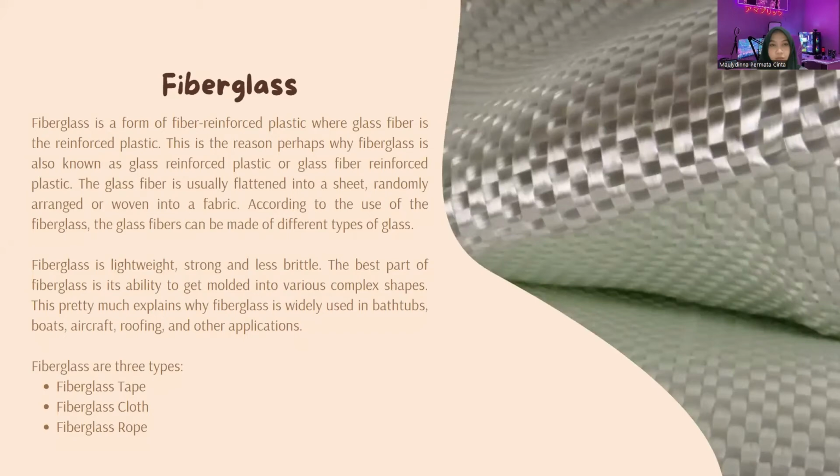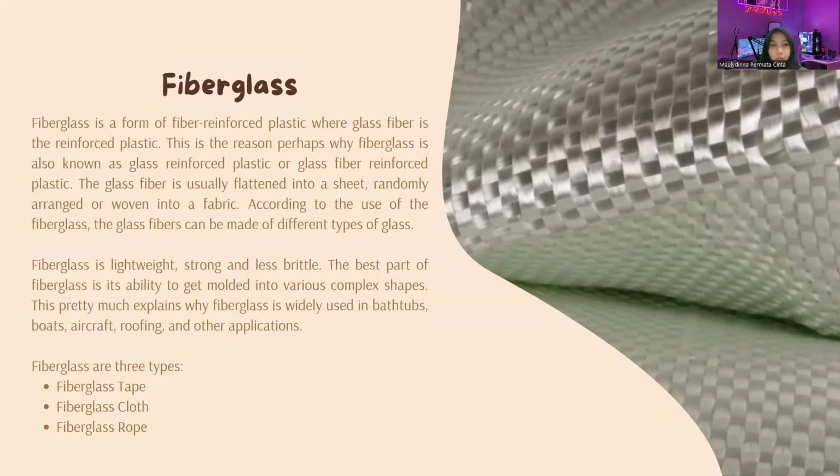This is about fiberglass material. Fiberglass is a form of fiber reinforced plastic where glass fiber is the reinforcement in the plastic. This is perhaps why fiberglass is also known as glass reinforced plastic or glass fiber reinforced plastic. The glass fiber is usually flattened into a sheet, randomly arranged, or woven into a fabric. According to the use of the fiberglass, the glass fiber can be made of different types of glass.